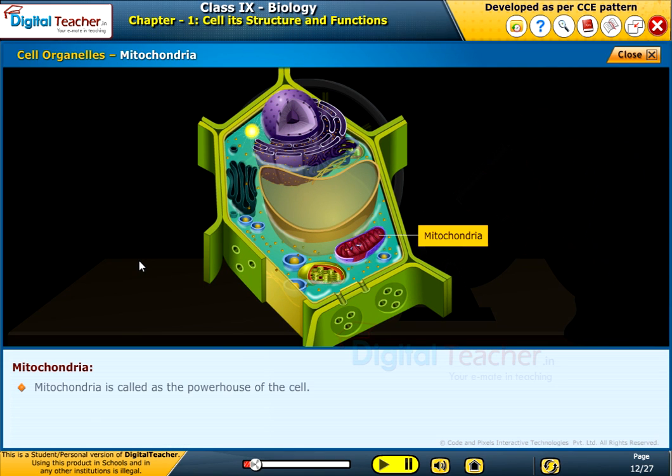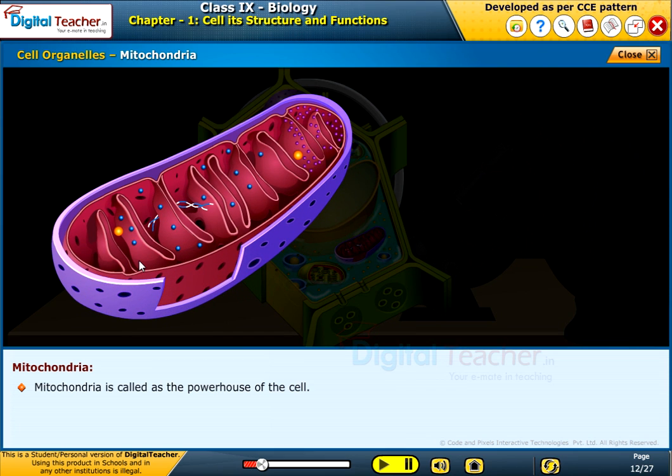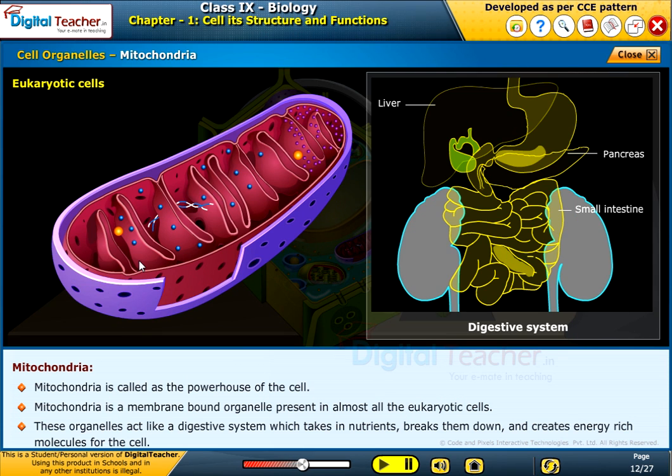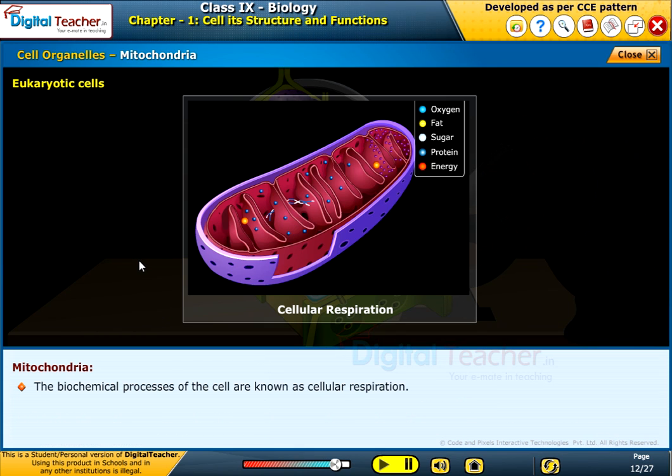Mitochondria. Mitochondria is called as the powerhouse of the cell. Mitochondria is a membrane-bound organelle present in almost all the eukaryotic cells. These organelles act like a digestive system which takes in nutrients, breaks them down, and creates energy-rich molecules for the cell. The biochemical processes of the cell are known as cellular respiration.